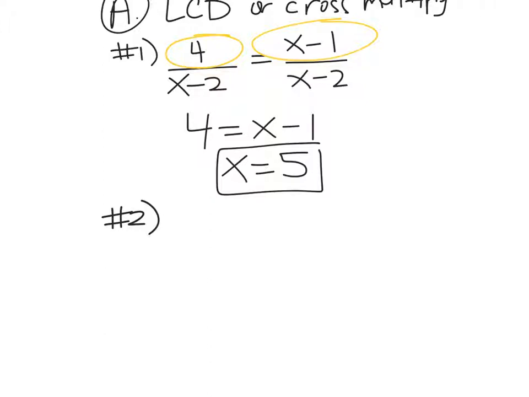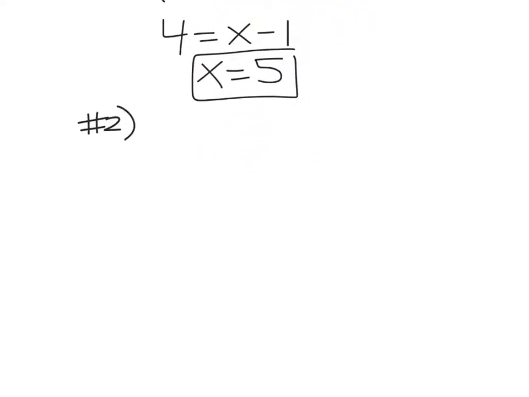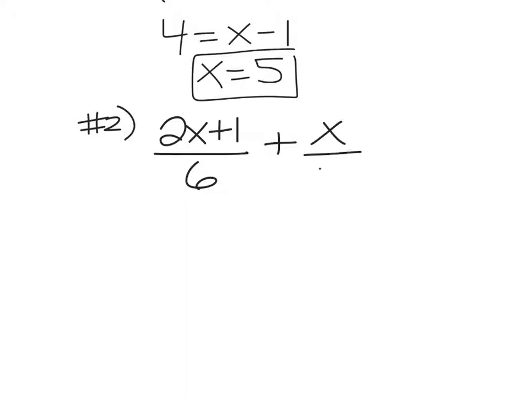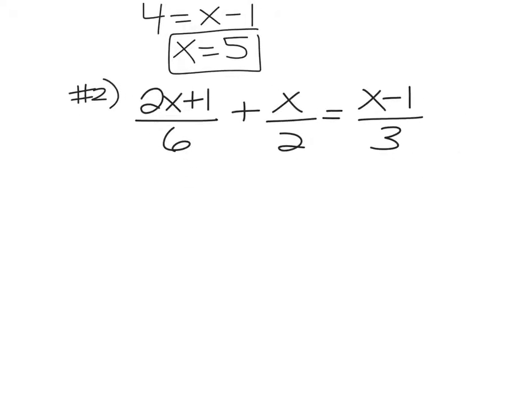Okay, here we go, number 2. Suppose now that we have this problem. 2x plus 1 over 6 plus x over 2 is equal to x minus 1 over 3. All right, so no shortcuts on this one. We're going to have to actually do the whole thing. And let me show you how to do this problem, okay?